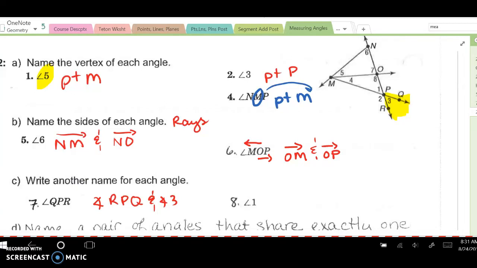All right, but then angle 1. Oh, see, we could have called angle 1 angle P because it has P, but we don't want to call it that because that would just be confusing. So let's call it, how about, these are the sides of that thing, so angle OPM or angle MPO. Either one of those would be completely acceptable.